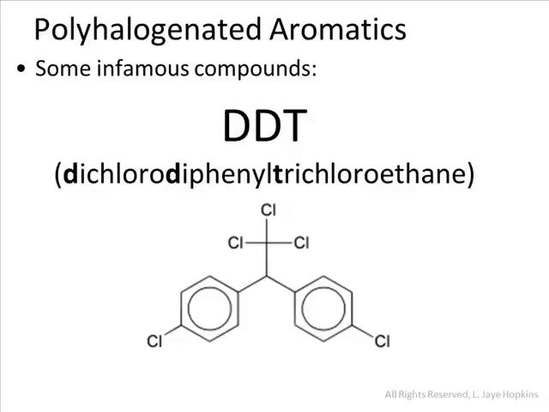Because of this, DDT was banned for most uses in the United States in the mid-1970s. It's also banned in many countries around the world, but it's still employed in places where people believe that the risk of malaria is a greater threat than some of the other consequences. So that's DDT, a polyhalogenated aromatic.